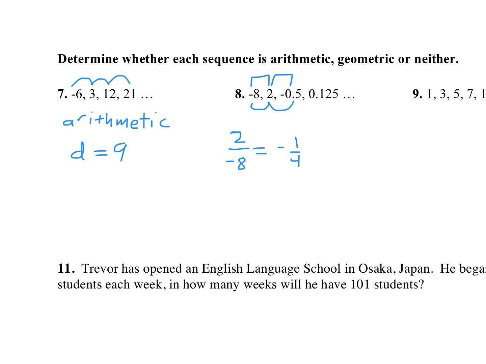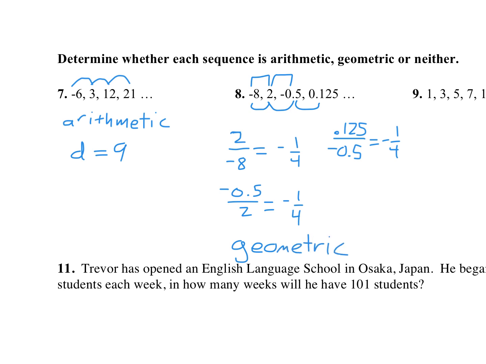All right, let's check this one. -0.5 divided by 2, that is also -1/4. And then there to there, 0.125 divided by -0.5, that also equals -1/4. So every time we divide a term by the term before it, we get -1/4. So this one is geometric. And I won't write the R value because it's pretty obviously -1/4.